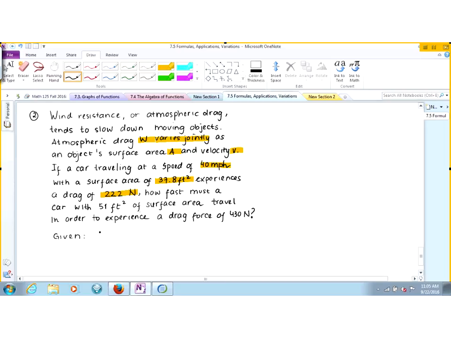What is given? Formula. What's the formula? Yes. W is equal to KAV. So the K is always there, even though it's not mentioned. It's the constant of variation. And what else is given? 40 miles per hour. Which one is it? A, V, K, or W? V is 40 miles per hour. 37.8 feet squared. Yes.